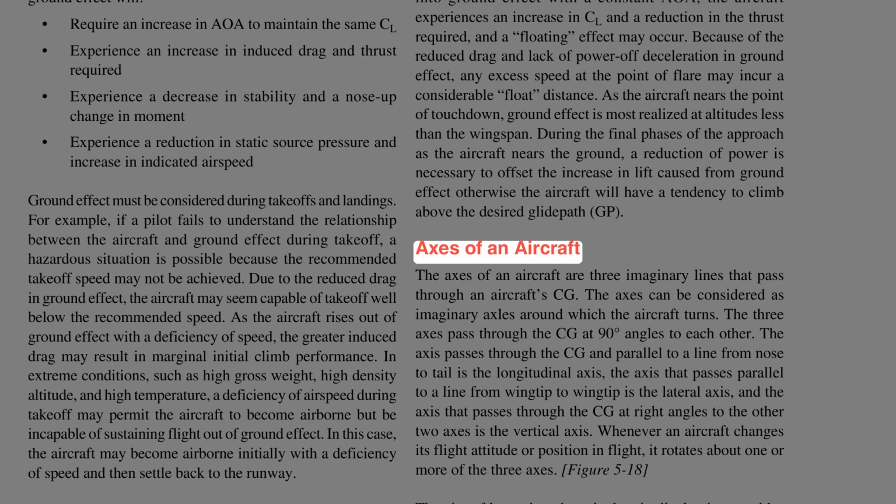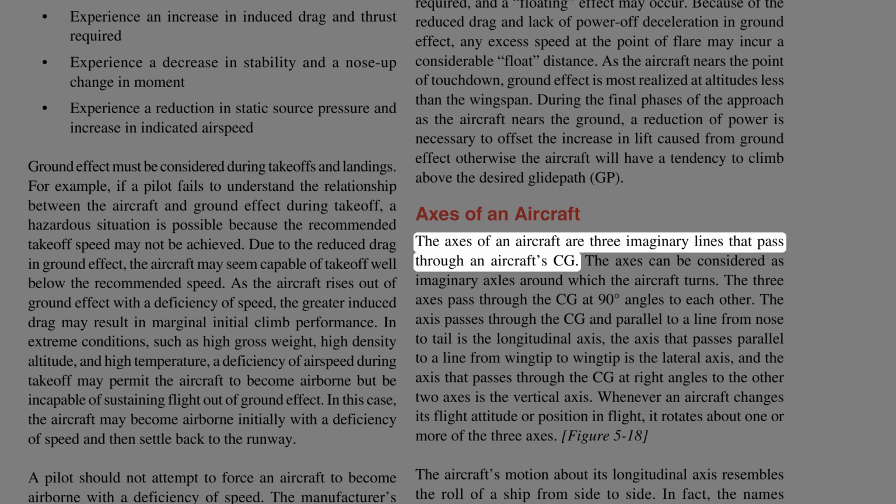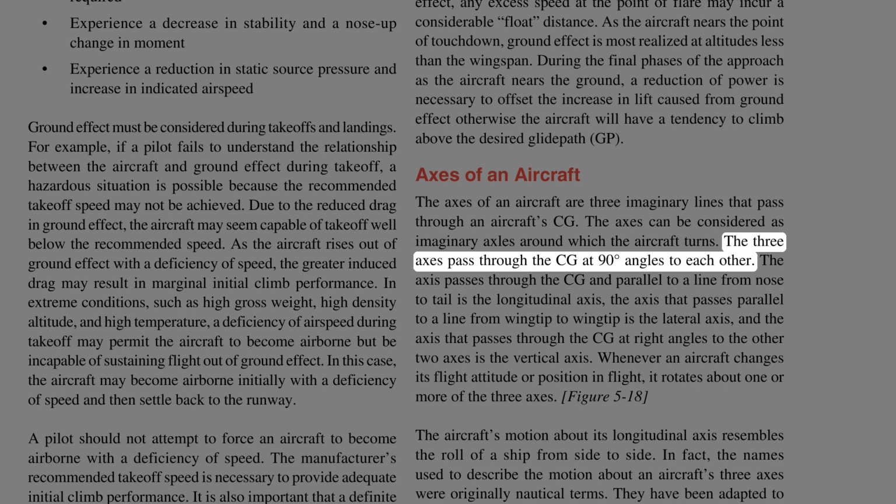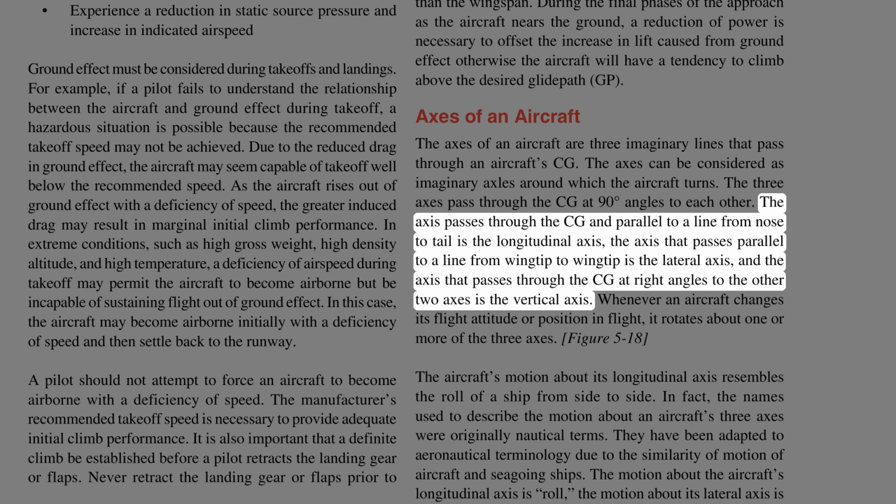Axes of an aircraft. The axes of an aircraft are three imaginary lines that pass through an aircraft's CG. The axes can be considered as imaginary axles around which the aircraft turns. The three axes pass through the CG at 90 degree angles to each other. The axis that passes through the CG parallel to a line from nose to tail is the longitudinal axis. The axis that passes parallel to a line from wingtip to wingtip is the lateral axis, and the axis that passes through the CG at right angles to the other two axes is the vertical axis.